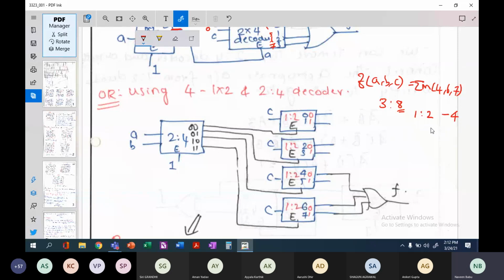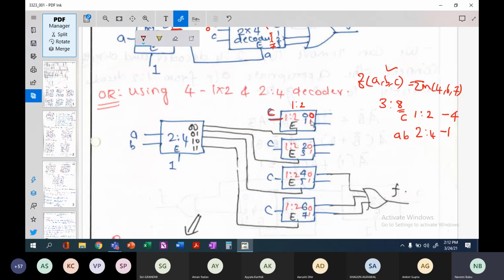Now to select these 4 decoders, I need one 2:4 decoder. If that is the case, for the inputs of this particular function, I can use C for these decoders and I can use AB for this 2:4 decoder. That is what has been done here. If I use C as the input, please note this is just a 1:2 decoder, so only 2 options are available.